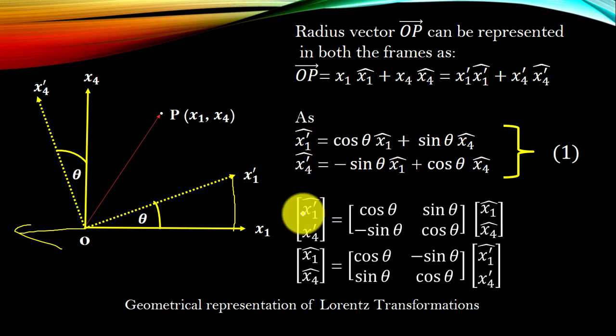In matrix form we can write it as x1 x4, this is the matrix, and this is the transformation matrix. Basically transformation from the coordinate x1 prime x4 prime to the coordinate x1 x4. So if I have to transform any vector here, we will use this transformation equation and multiply it here, and we will get the transformation of that vector there. So now considering the particle P, I hope this transformation equation is clear.